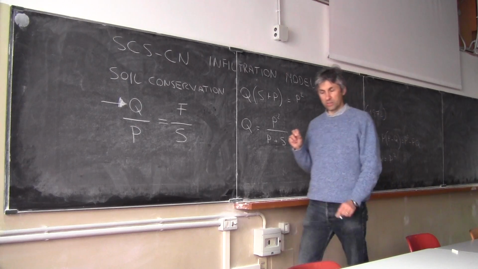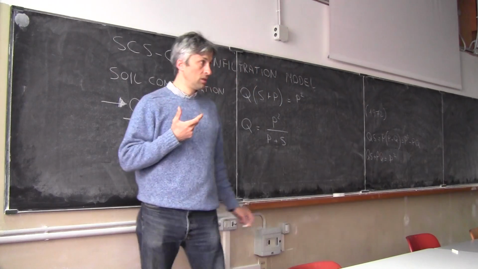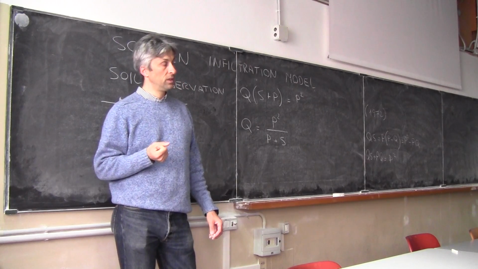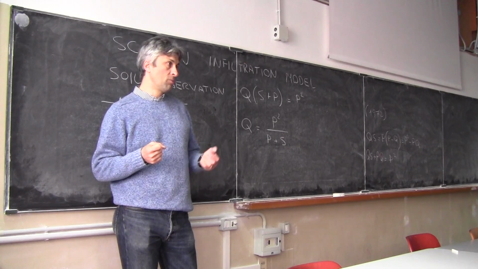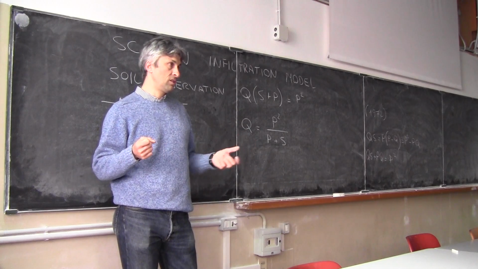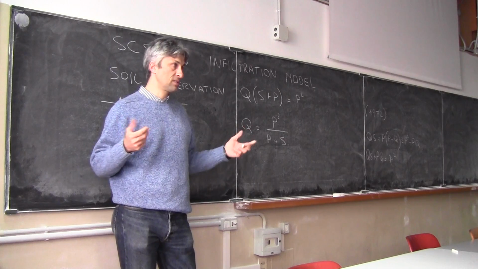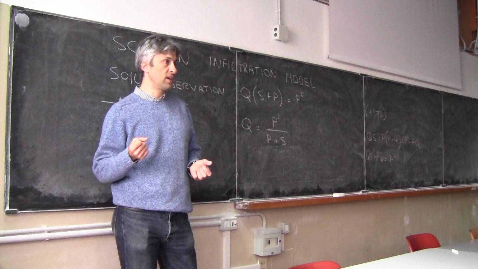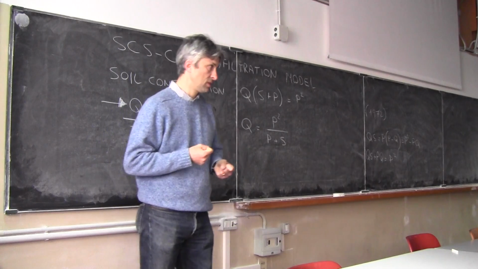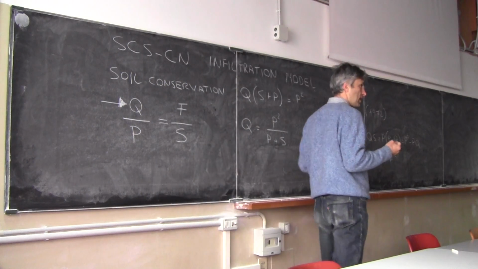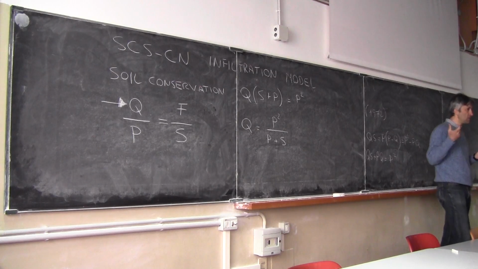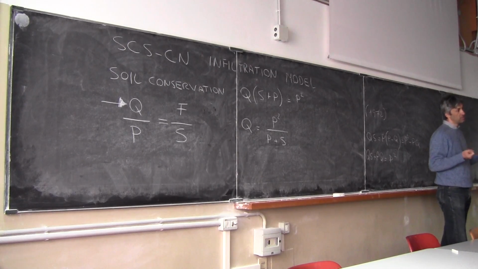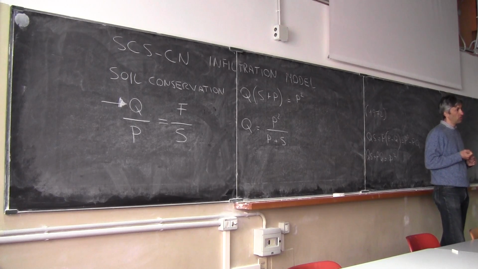Now let me introduce what interception is. It's something that you already know. Interception is operated by vegetation, trees, grass. At the beginning of the event, vegetation keeps a part of rainfall, which is kept by leaves or by the grass. It's a part of precipitation that doesn't reach the soil.